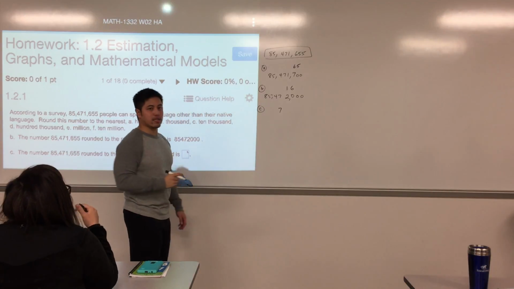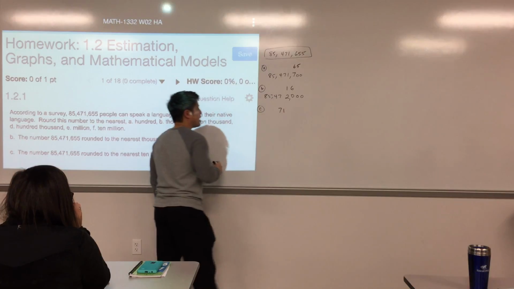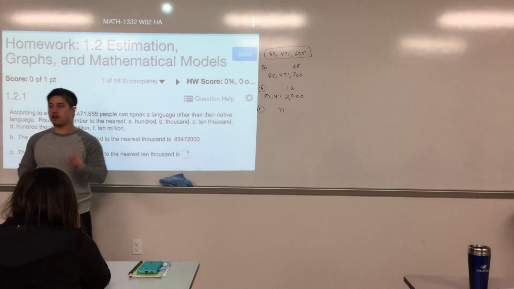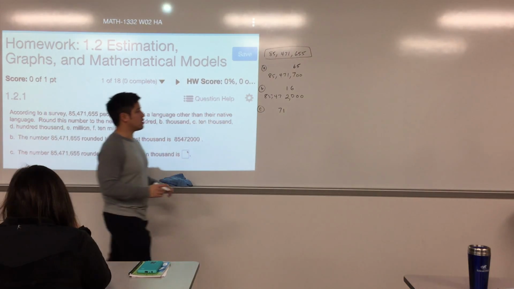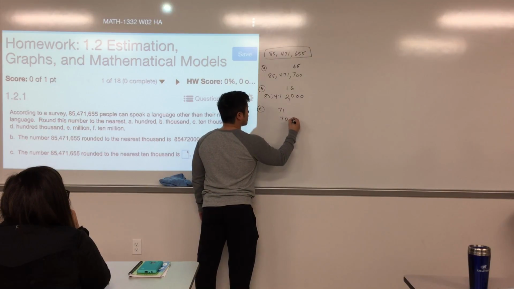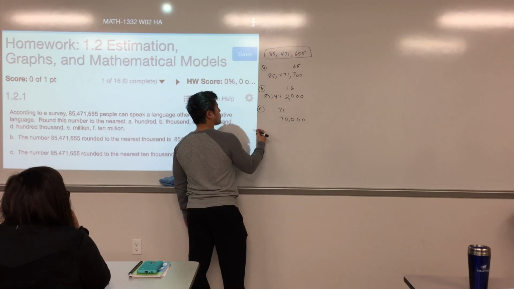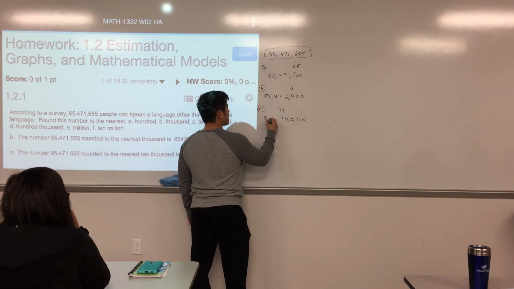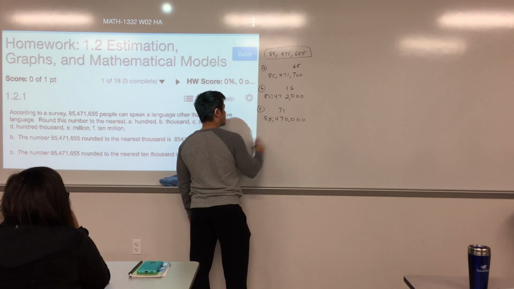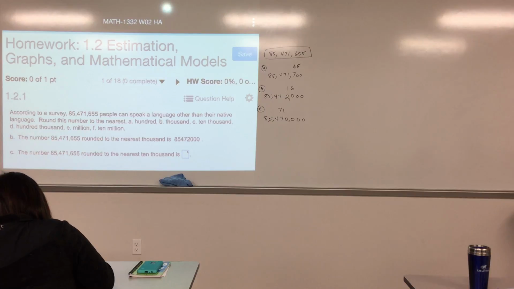What number do we need to reference? The 1 to the right of it. Is that 7 going to become an 8 or stay a 7? Stay a 7. Everything to the right of it is going to go to 0. 1, 2, 3, 4 zeros. Everything to the left stays the same. All right, so 85,470,000.